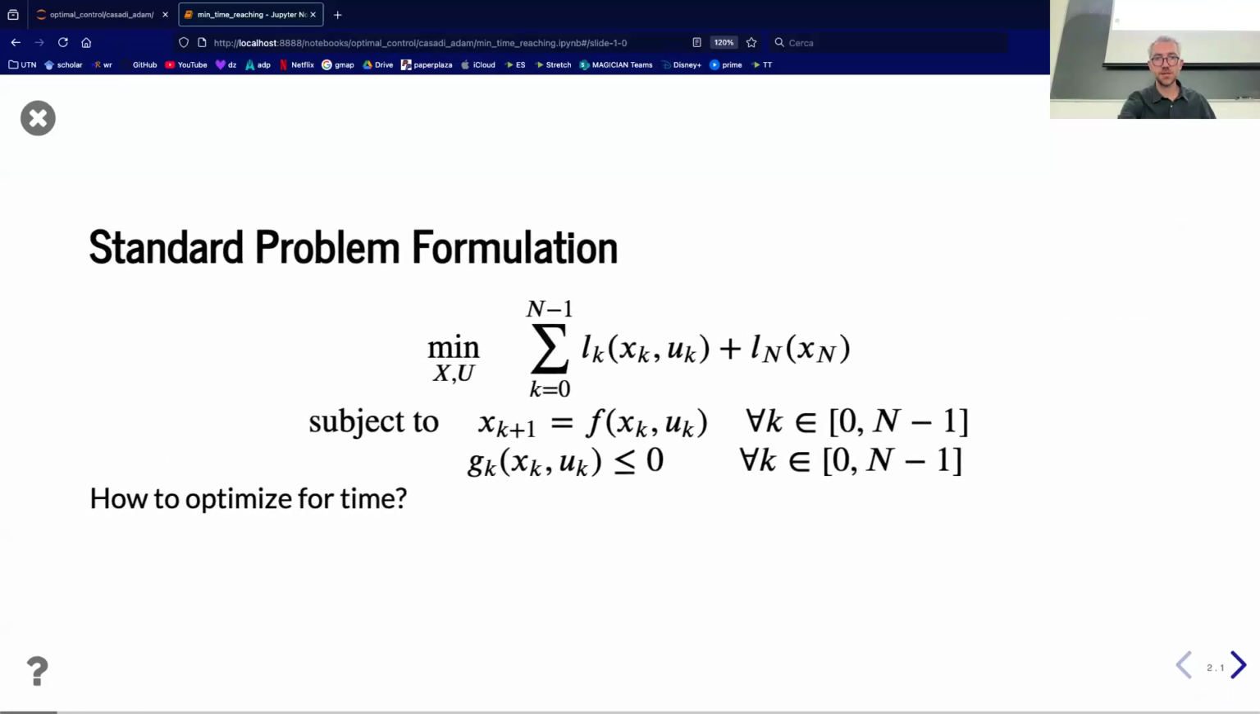Let's go back to the standard problem formulation. The horizon length depends on 2 parameters. The first one is capital N, the number of time steps. But that's an integer, and so we cannot optimize it. What's the second parameter? The time step. And is a time step an integer? No, it's continuous. So what about we optimize the time step?